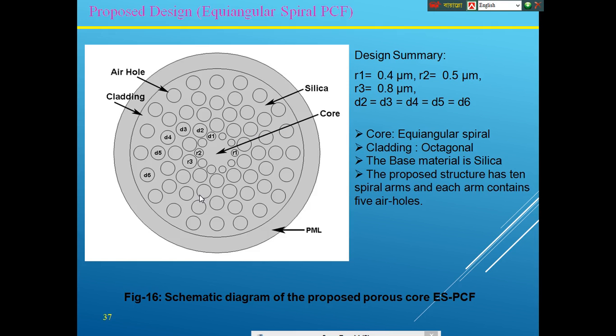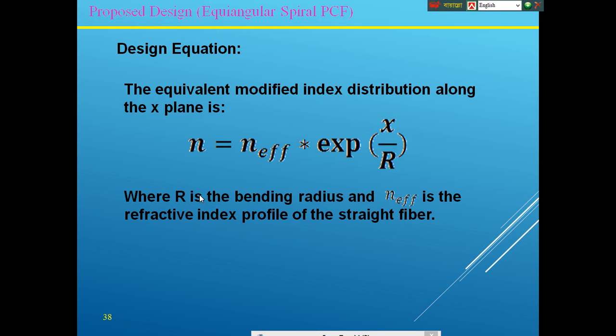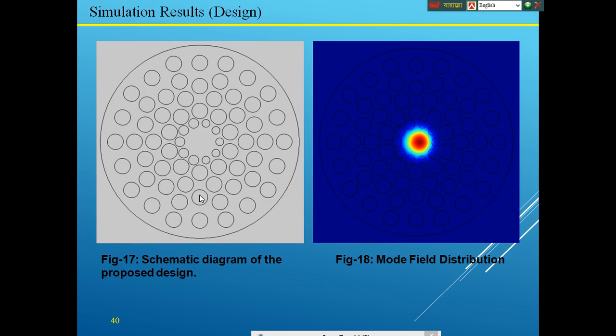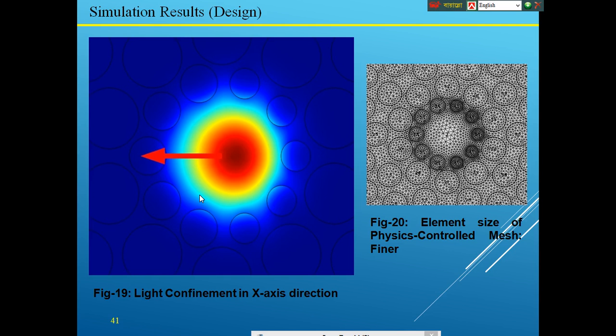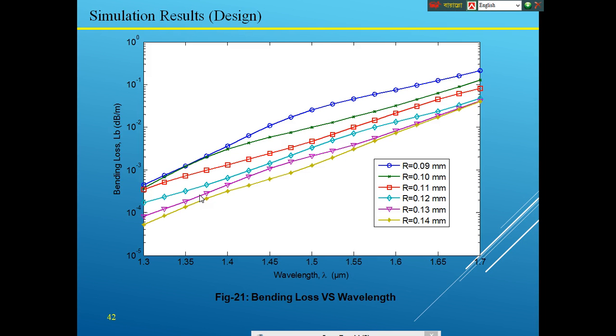Here is our proposed design. We have used an equiangular spiral cladding, octagonal, and base material silica. Here are the design equation, the schematic diagram of the proposed design, the mode field distribution, and light confinement in the x-axis direction. For the mesh we have used finer.